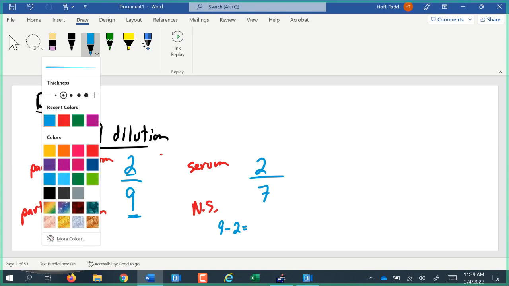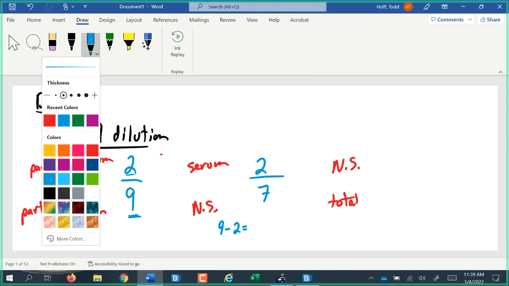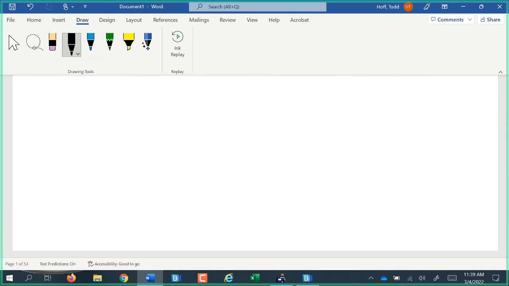And the final ratio that we might be interested in is the ratio of saline to total solution. And that one we pretty much already have figured out. There are 7 parts of saline here. Again, that is from the total of 9 parts minus the 2 parts of serum out of that 9 total parts that we had. And for any given problem, one of those ratios may be more useful or more fitting than the others.